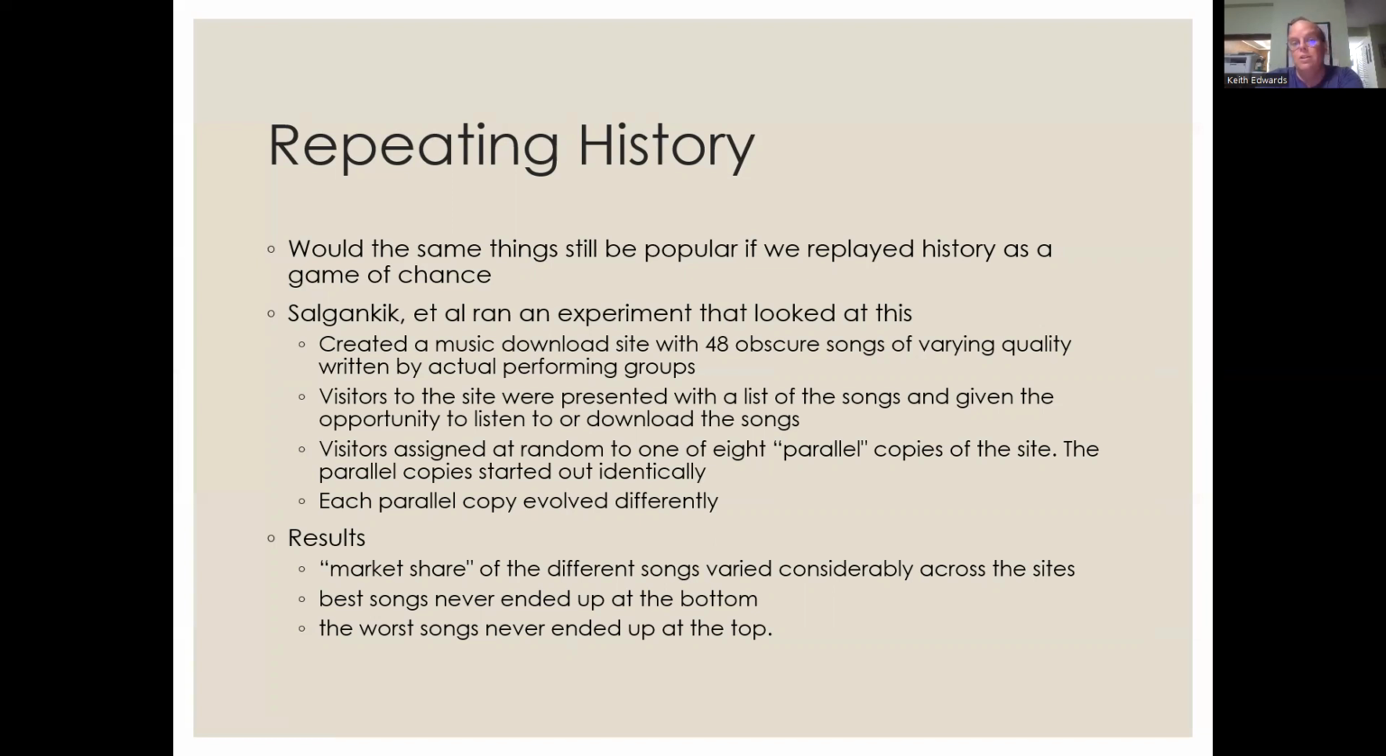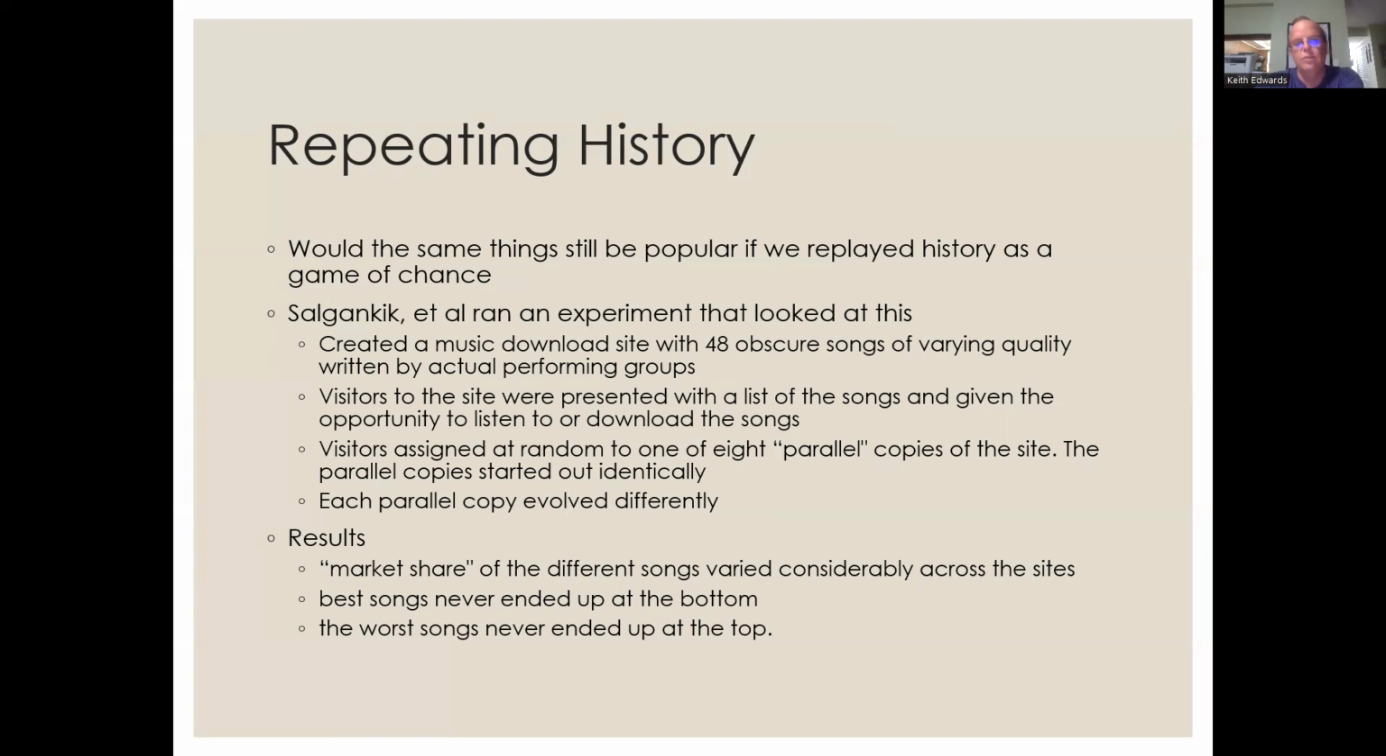They created a music download site with 48 pretty obscure songs of varying quality that were written by actual performing groups. Visitors to the site were presented with a list of songs and given the opportunity to listen to or download the songs. They were assigned at random to one of 8 different parallel copies of the site. The parallel copies started out identically, but each one evolved differently. So there were different things that were popular on each one of the 8 different sites.